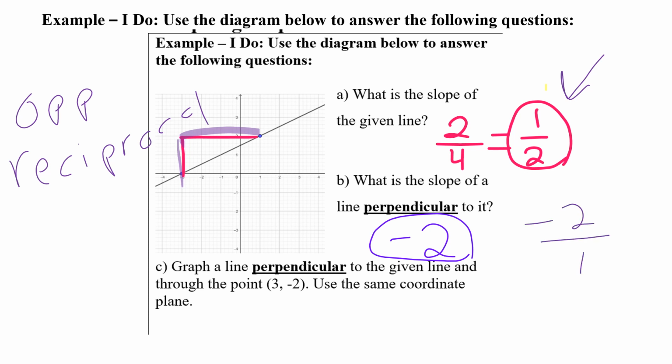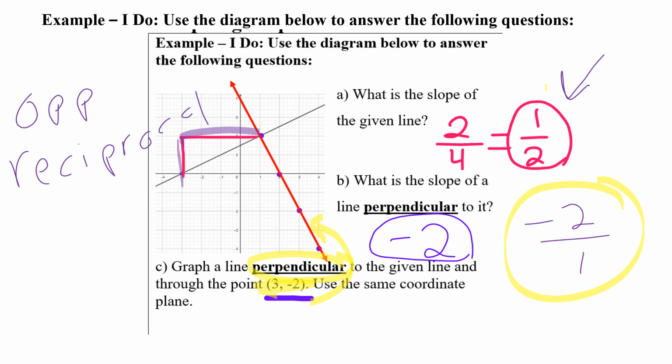Okay. Then same as we did before, graphing a line, but this time it's going to be perpendicular. So we're going to start at this point, 3, -2. So over 3, -2, that's the dot I drew right there. And then I'm going to move my slope down 2/1. Or if I'm running out of space, I can go up 2, left 1, up 2, left 1. Then I connect the dots.